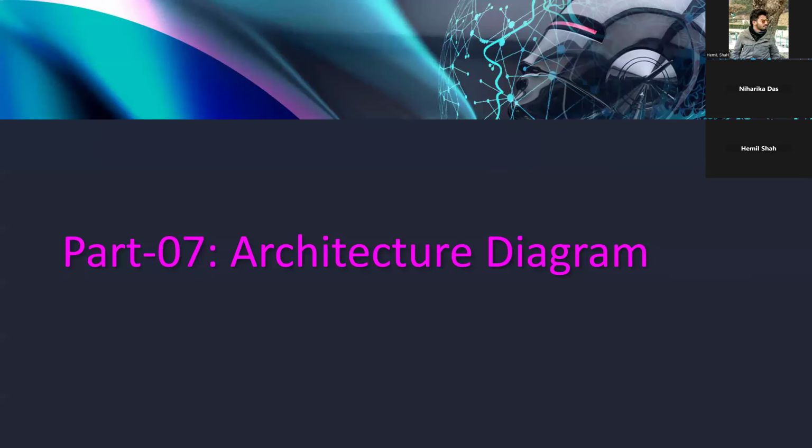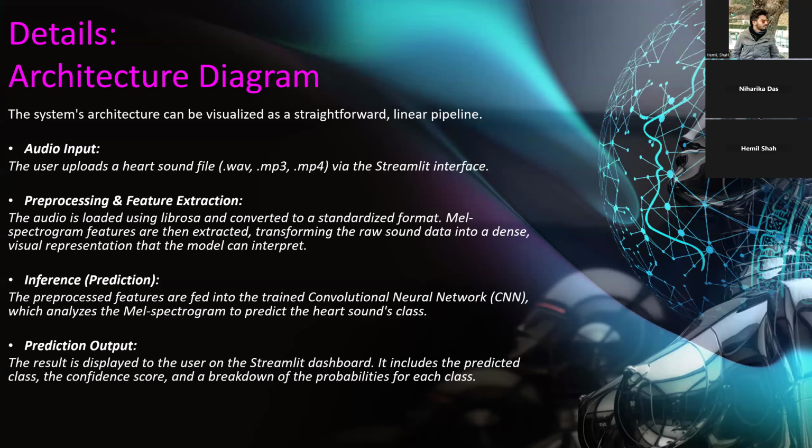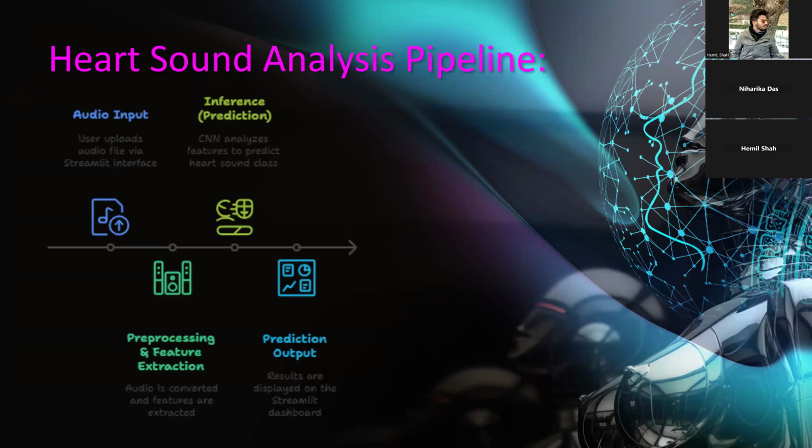After that, the architecture diagram involves the audio input as the first step. The user gets three options as the extensions, and then the pre-processing and feature extraction takes place, where the main part of the audio is captured, and then it is predicted using the CNN models, which analyze the spectrogram and the sound waves as well. Then finally the output is shown over here on the Streamlit page.